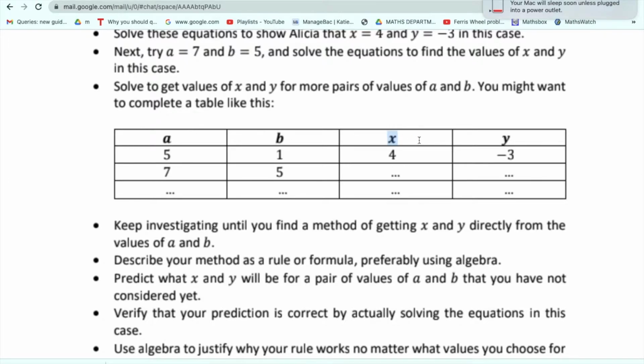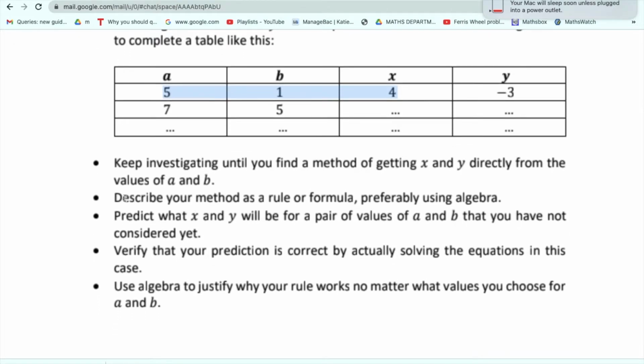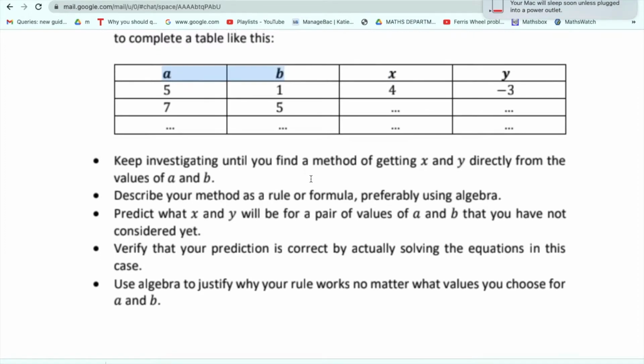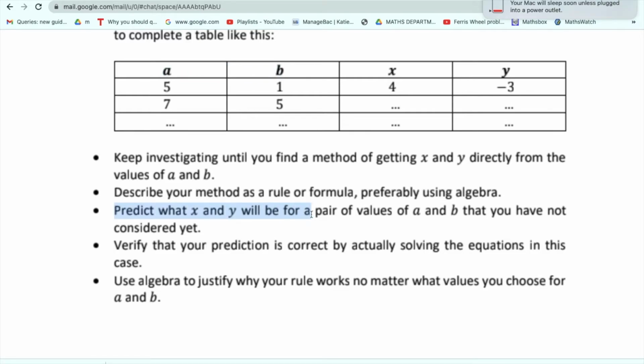So the pattern is, how do you get to x and y just by doing some operations with A and B? So for example, you can get x by adding, subtracting, multiplying or dividing these numbers, and then you can get y by adding, subtracting, multiplying and dividing two of these three numbers. So you need to describe what you did as a rule or formula, preferably using algebra. So for example, if A plus B is x, you would just write A plus B equals x.